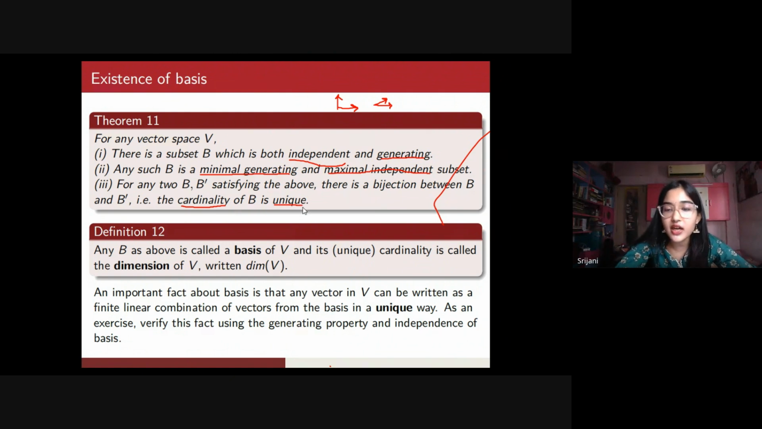And this unique cardinality is what we call the dimension. So we have been loosely saying two-dimensional plane, three-dimensional, but what exactly is dimension? It is nothing but the cardinality of the basis. And one more fact is, any vector can be written as a unique linear combination of the vectors from the basis.